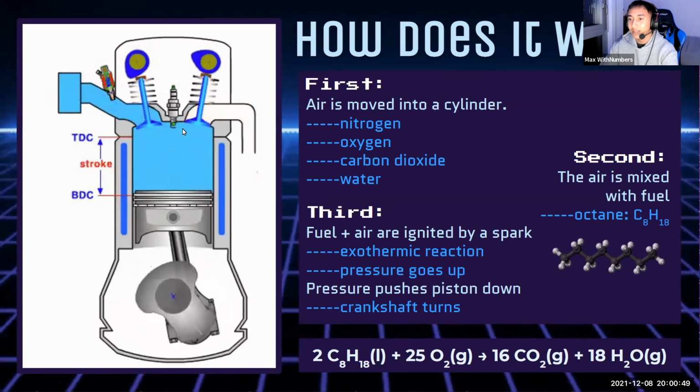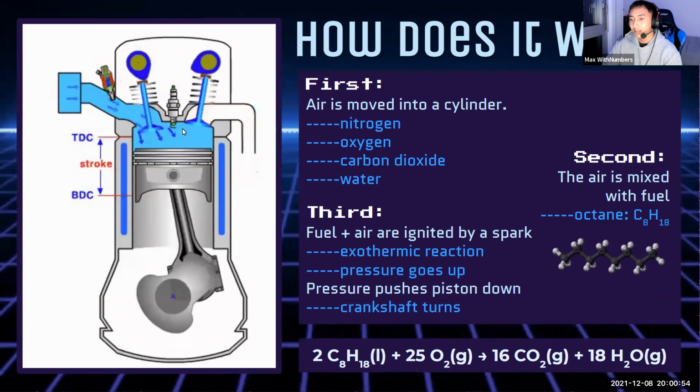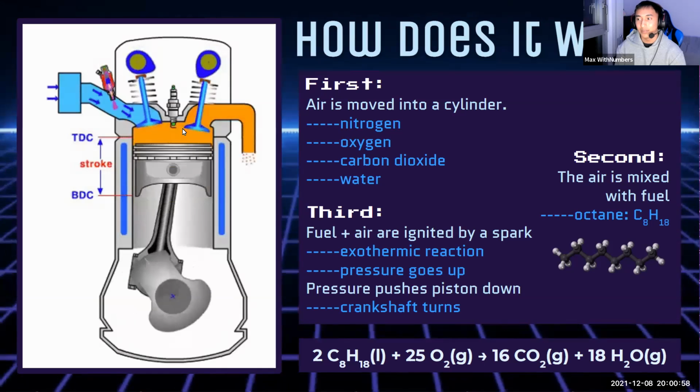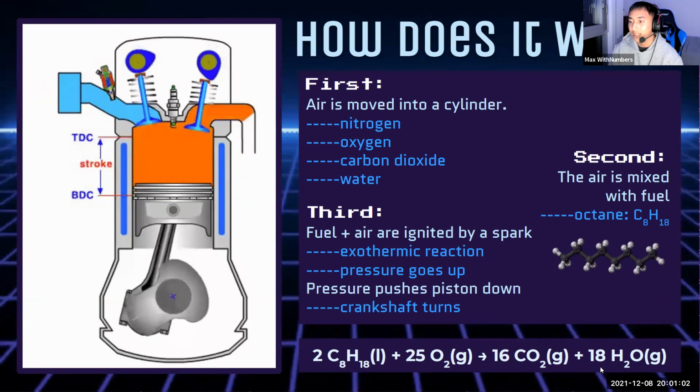And that creates a lot of pressure that pushes down on a piston and it turns a crank to create rotary motion, which then turns the wheels of a car. You can see we have the chemical formula at the bottom.